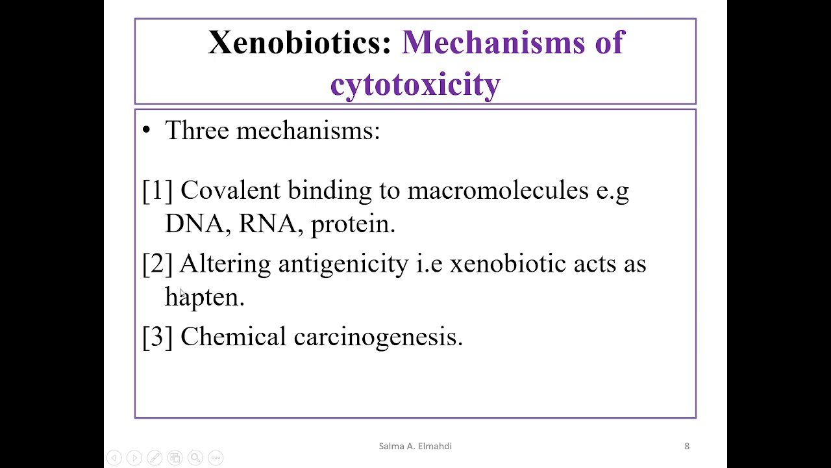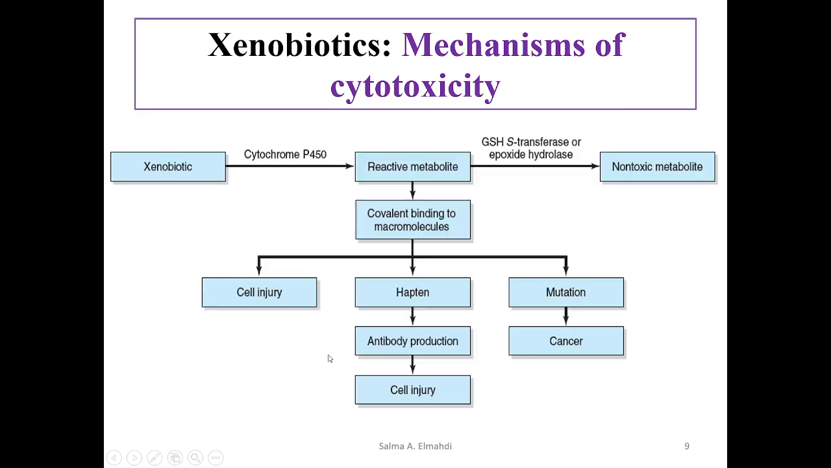When you come to immunology, you know that to elicit an immune response, an antigenic substance must be immunogenic. A hapten is a small molecule that by itself cannot elicit an immune response. It has to be coupled to another bigger molecule, for example, a protein, to induce a certain immunologic response. A third mechanism for cytotoxicity that results from xenobiotics is through chemical carcinogenesis.